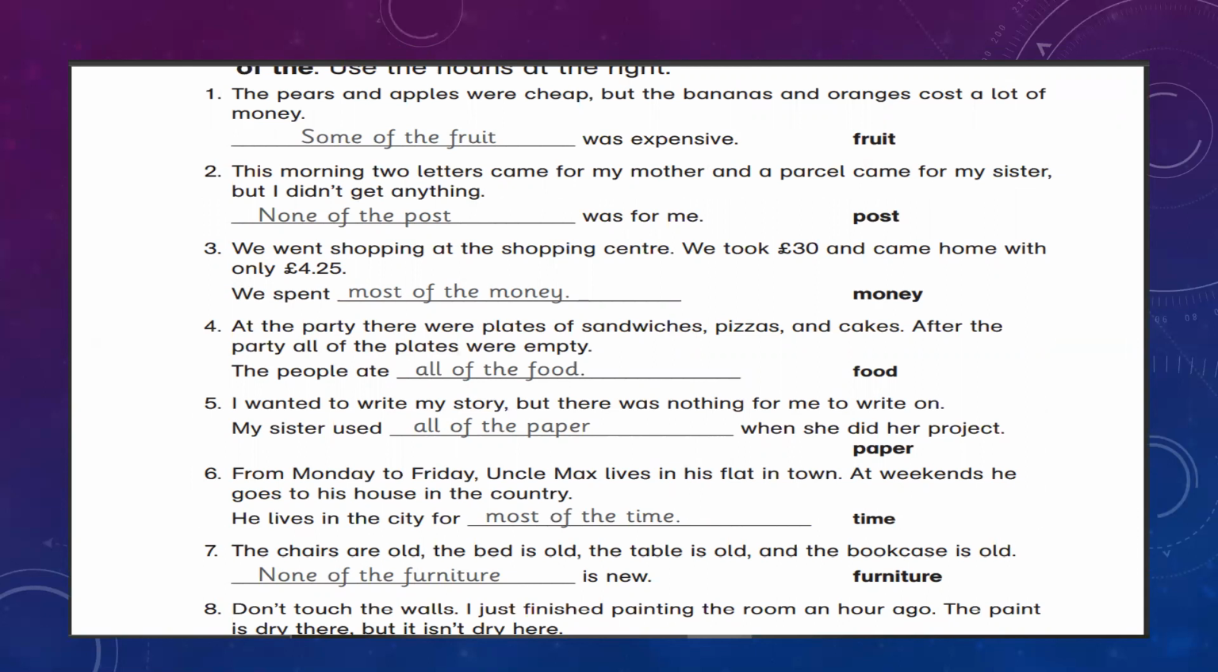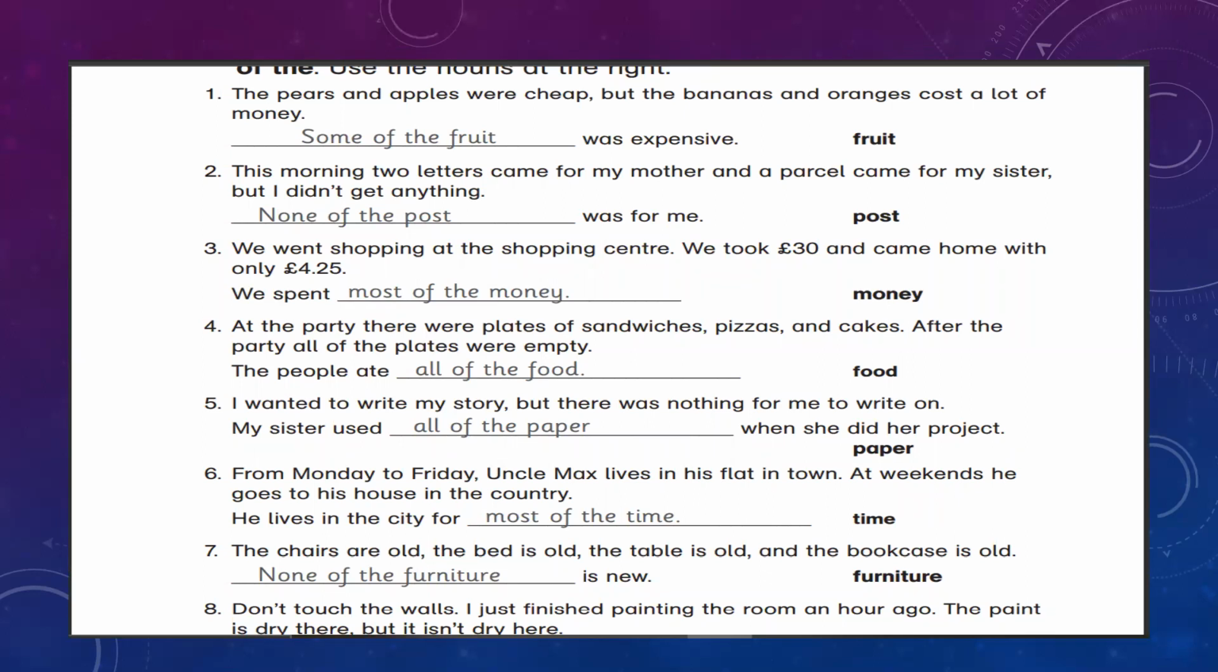Complete these sentences using all of, none, some, or most of, and clues are given in the bold. Number 1, the pears and apples were cheap, but the bananas and oranges cost a lot of money. It means some of the fruit was expensive. Some of the fruit was expensive.